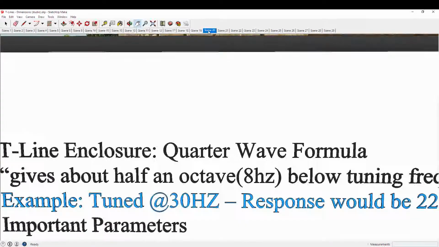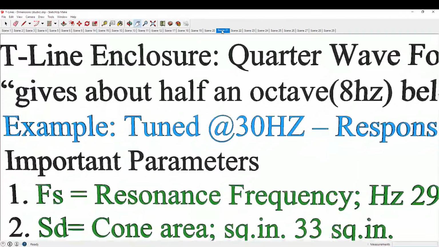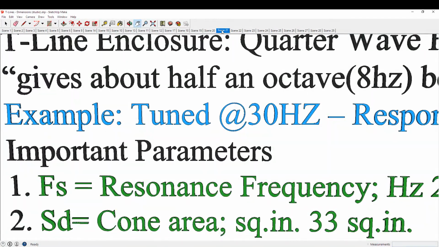Moving on. Some of the important parameters that you're going to need for building this enclosure are what we're going to be stepping through next. Coming up as number one is going to be the Fs rating of whatever driver you're going to be using. In my case, it's going to be 29.6 hertz. You're also going to need the Sd measurement, which is cone area. It's going to be in square inches, and in my case, it's going to be 33 square inches.